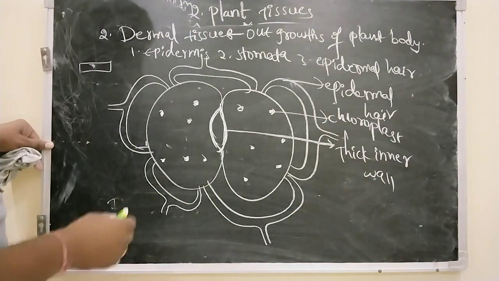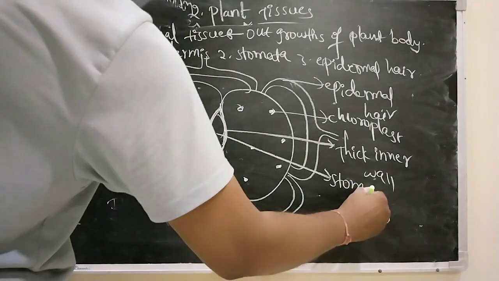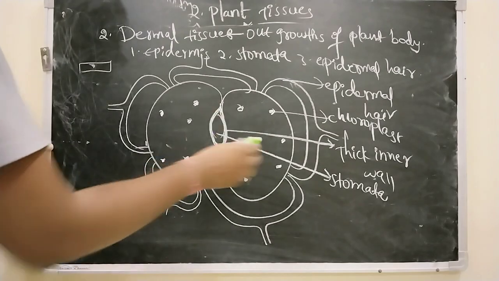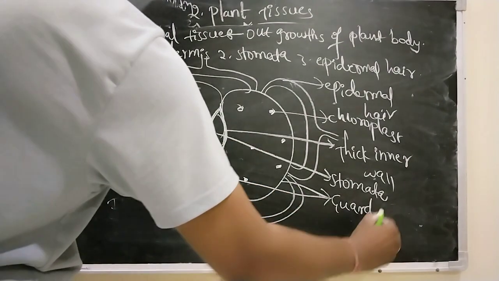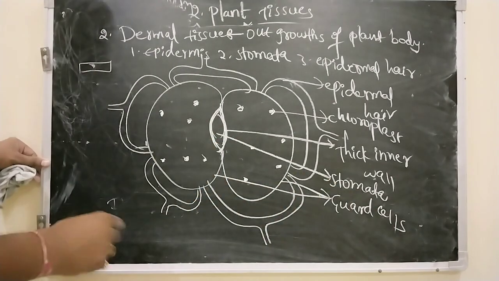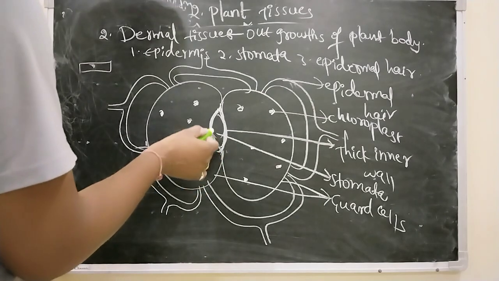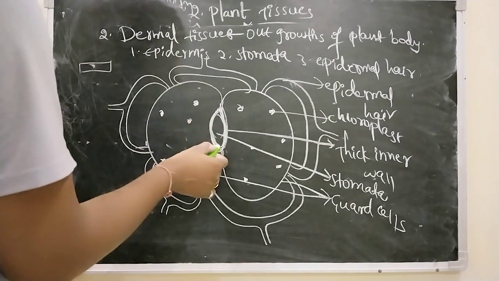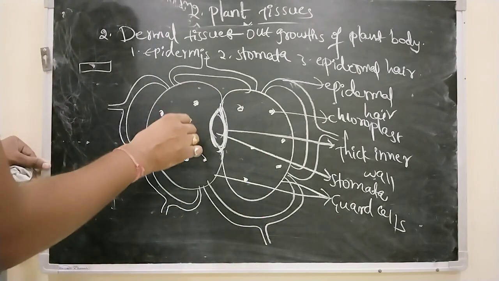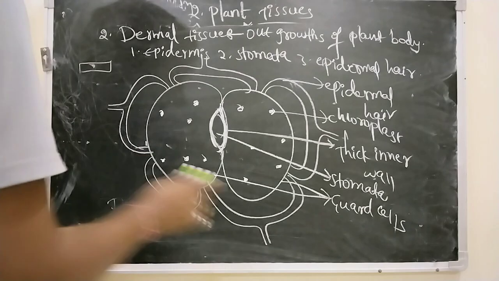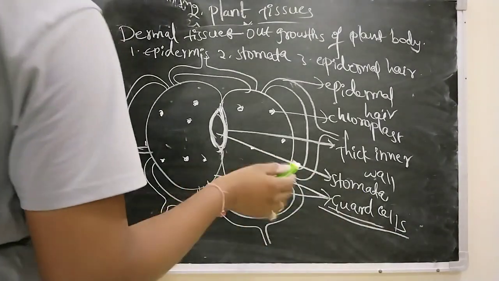Next, the opening here is called the stomata. This stomata is surrounded by two kidney-shaped cells called guard cells. These guard cells protect the stomata, and the stomata helps in gaseous exchange. Plants take in carbon dioxide and release oxygen during photosynthesis, and take in oxygen and release carbon dioxide in respiration, through the stomata. In between the kidney-shaped guard cells, the stomata is present.